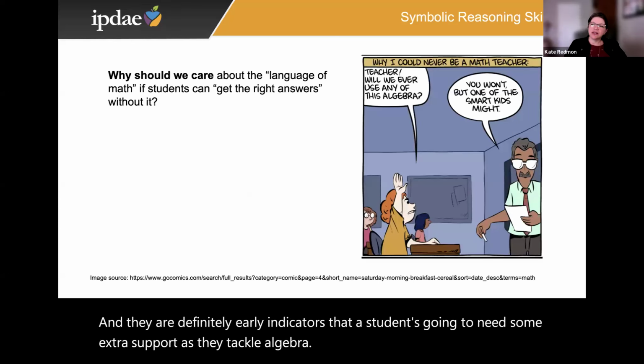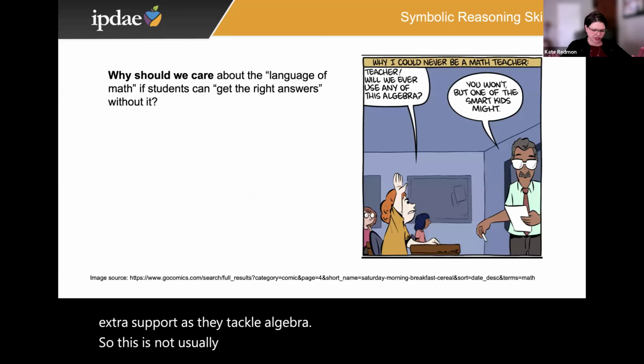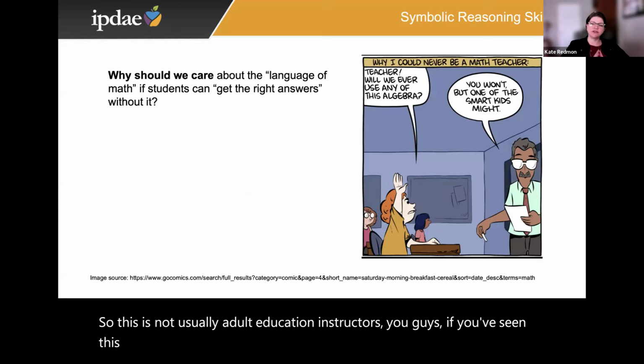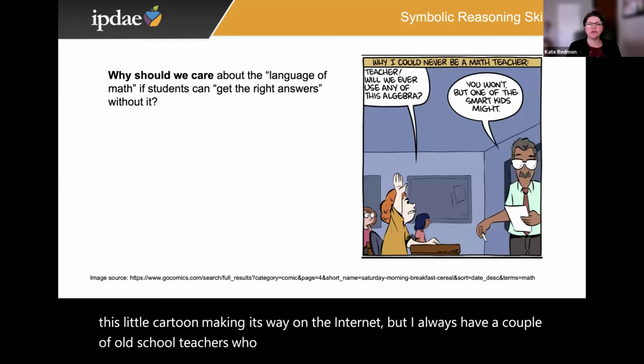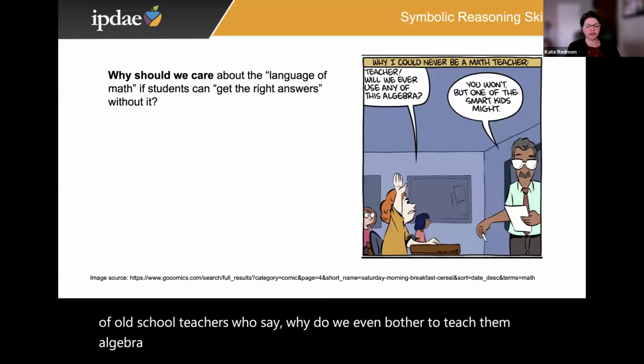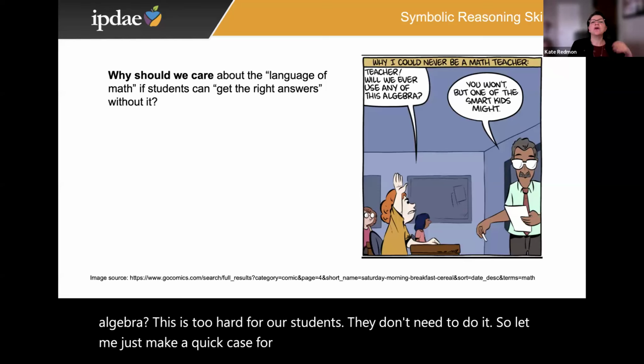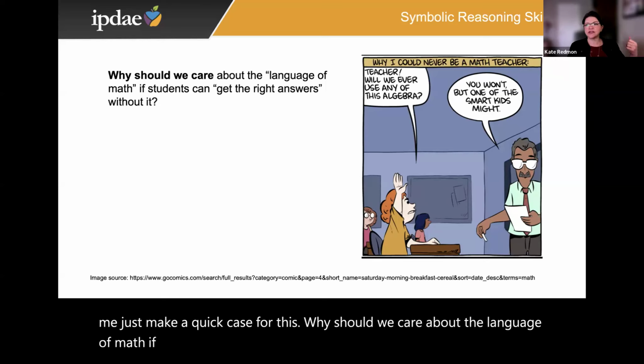This is not usually adult education instructors, you guys, if you've seen this little cartoon making its way on the internet, but I always have a couple of old school teachers who say, why do we even bother to teach them algebra? This is too hard for our students. They don't need to do it. So let me just make a quick case for this. Why should we care about the language of math if students can get the right answers without it?